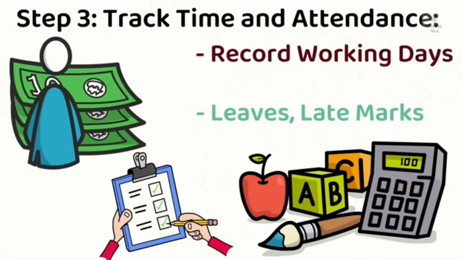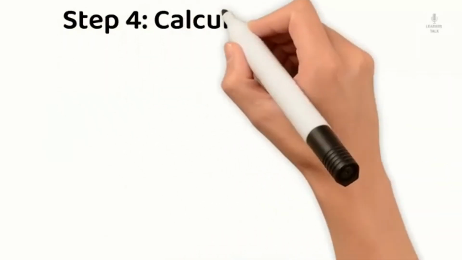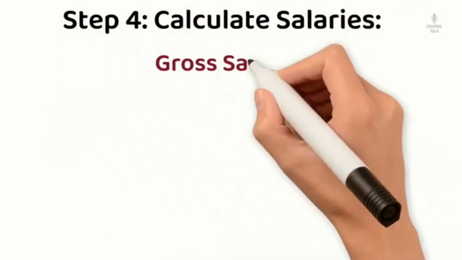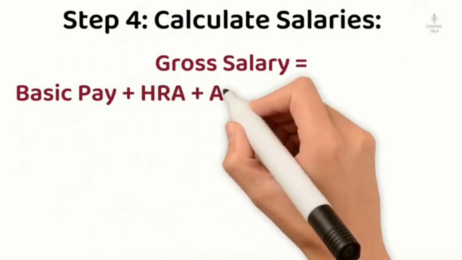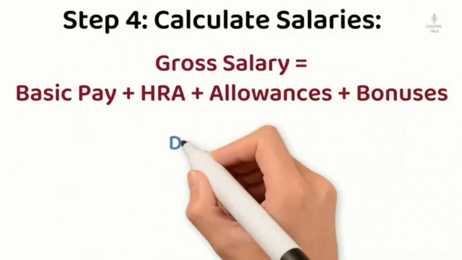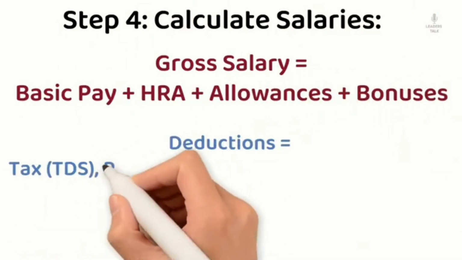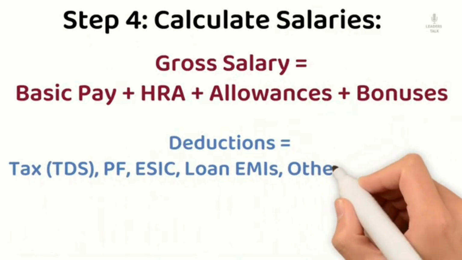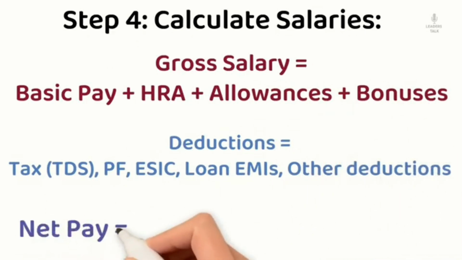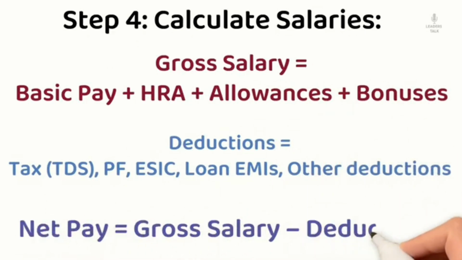Calculate overtime hours. Step 4, calculate salaries. Gross salary equals basic pay plus HRA plus allowances plus bonuses. Deductions equal tax, TDS, PF, ESIC, loan EMIs, and other deductions. Net pay equals gross salary minus deductions.